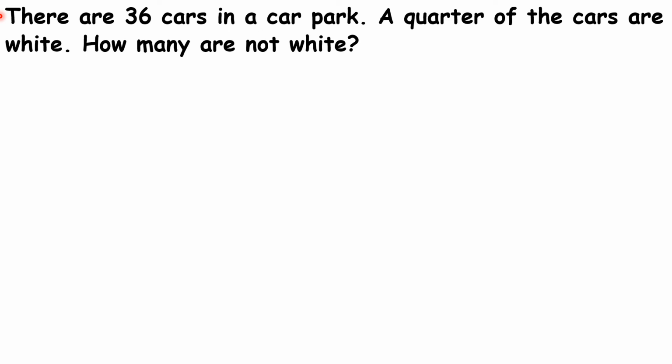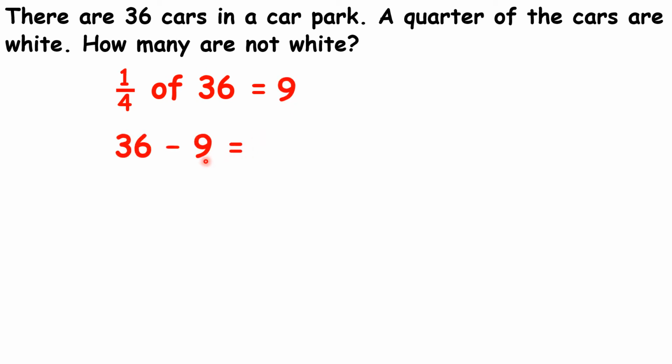There are 36 cars in a car park. 1/4 of the cars are white. How many are not white? So 1/4 of 36 is the same as 36 divided by 4, so 9. Then if we subtract that from our total, we get 27 cars which are not white.